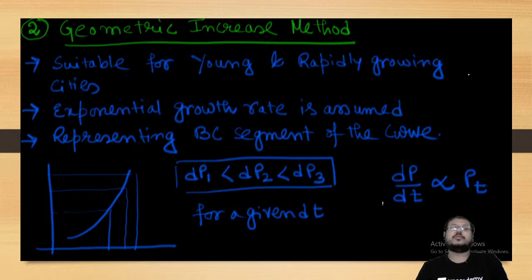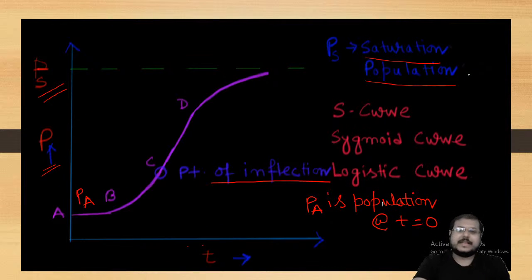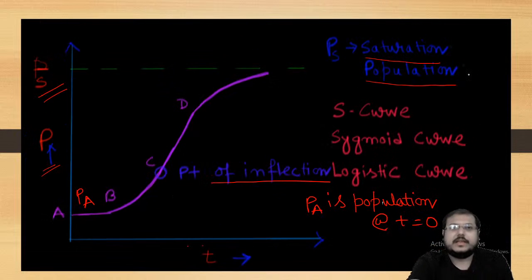So as exponential growth rate is assumed, if you look at the curve here, which segment is this exponential growth phase? The BC segment. And also see, here it is starting, just at AB, just after the lag phase. So these are very young and growing cities. Here it is old, a bit old and settled already. So from the curve itself, you can understand which methods are going to be used.